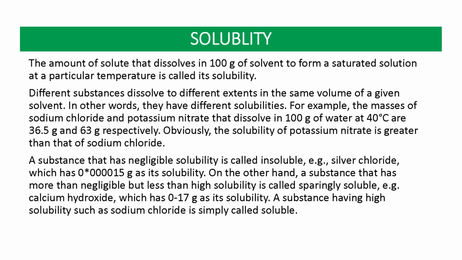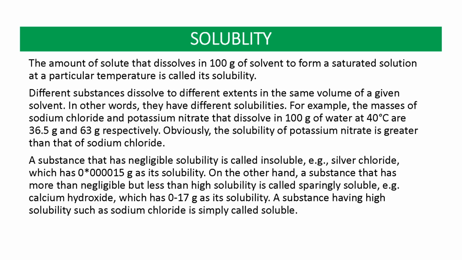For example, the masses of sodium chloride and potassium nitrate that dissolve in 100 grams of water at 40 degrees centigrade are 36.5 grams and 63 grams respectively. So we can see that potassium nitrate is more soluble than sodium chloride, because 63 grams will dissolve. So the solubility of potassium nitrate is greater than that of sodium chloride. We can understand this with the help of this example.